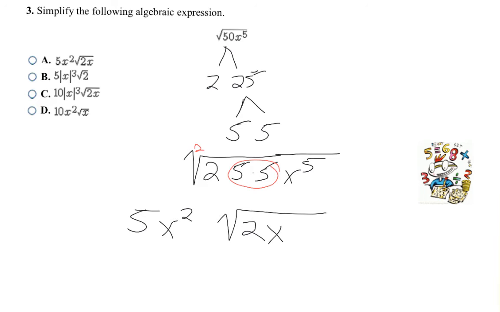And now I need to just check for the even, odd rule. So here I have an even index, but the x has an odd exponent. So the even, odd rule doesn't apply here because of that odd exponent in the question. So I'm done. This is my final answer, which is choice A.